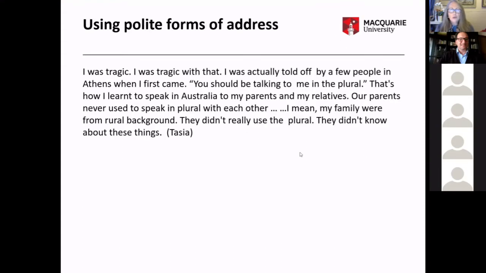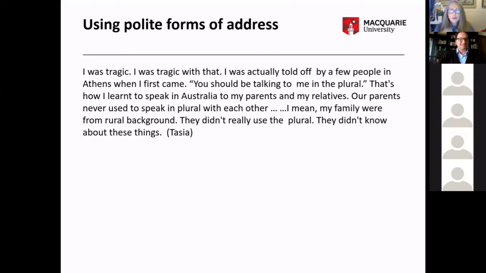So this is the story of one of the people I spoke to. And she said, I was tragic. I was tragic with that. I was actually told off by a few people in Athens when I first came. You should be talking to me in the plural. That's how I learned to speak in Australia to my parents and my relatives. Our parents never used to speak in plural with each other. I mean, my family were from a rural background. They didn't really use the plural. They didn't know about these things.